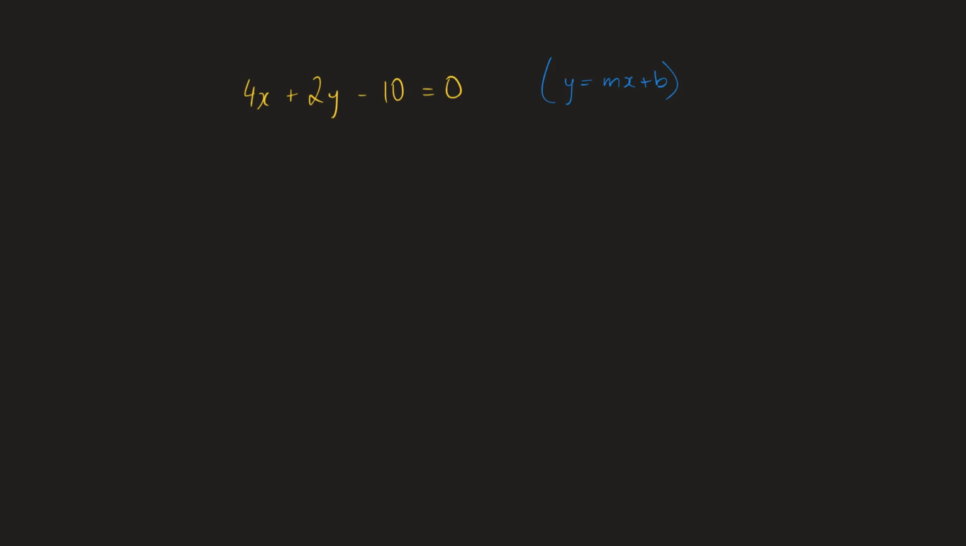Okay, so the first thing I'm going to do is add 10 to both sides. And that'll give me 4x plus 2y. Now I need to move the 4x, so I'm going to subtract 4x from both sides, leaving me with 2y equals negative 4x plus 10. And finally, for 2y, I need to divide both sides by 2. And that will give me y equals negative 2x plus 5.